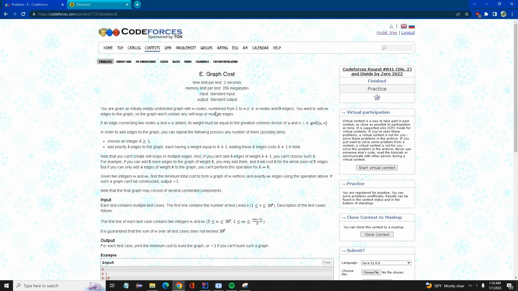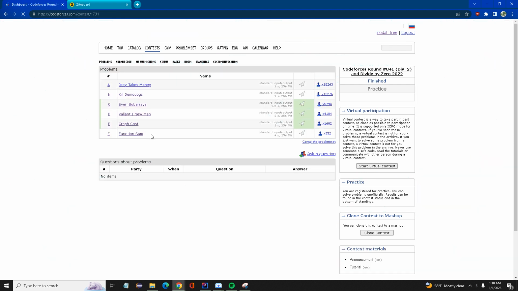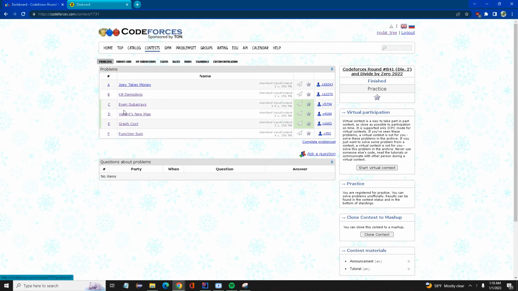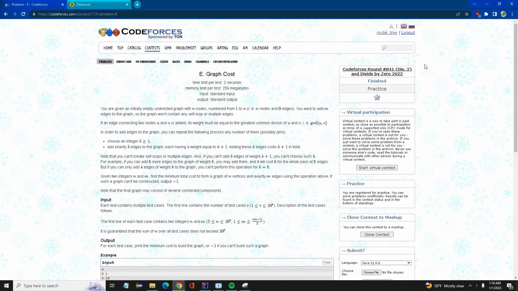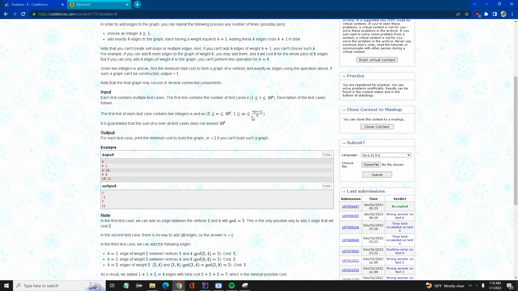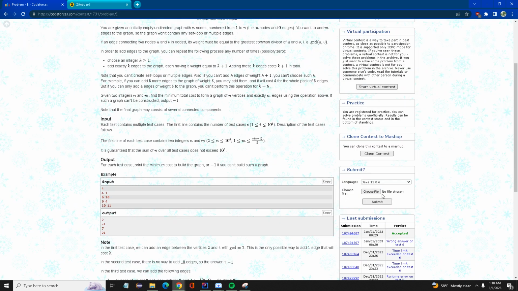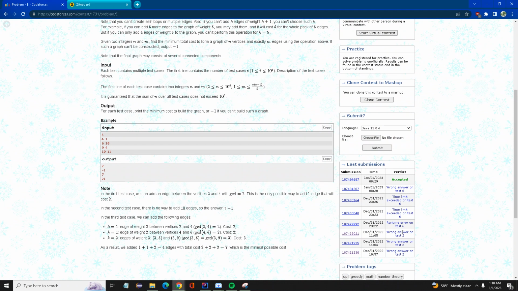So we're going to look at this problem called Graph Cost. This is actually surprisingly not that bad of a Div 2 E. Usually you would think Div 2 Es are pretty bad, but this one's not that bad. I only did these three problems. I didn't bother doing A or B because it's kind of a waste of time. But don't get scared because it's a Div 2 E. It can actually be understandable and you can learn something, which is what I did.